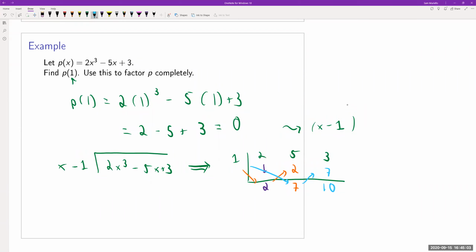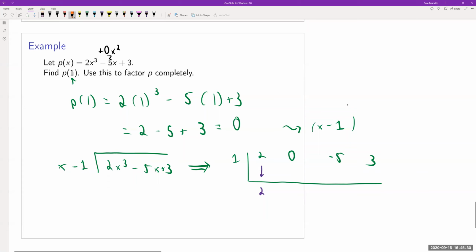Oh, whoops. We need to be careful here because I've skipped a step. The step that I've skipped is that look at my polynomial again. What I'm missing here is a 0x squared. So this will need to be included in the synthetic division. So 0, negative 5, and 3. Let's repeat the process again. Bring down the 2.